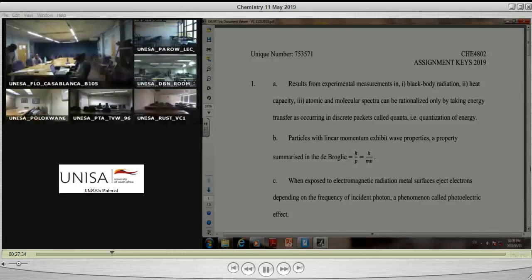So, frontier orbitals. What are we talking about? When we talk about frontier orbitals, what is it we're talking about?